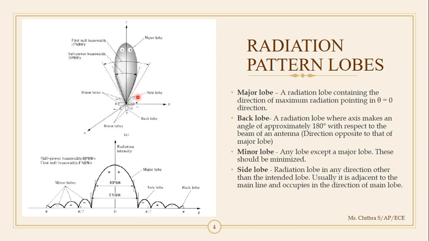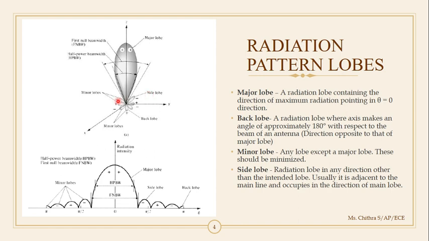And the next lobe is the side lobe. So side lobe is a radiation lobe in any direction other than the intended lobe. So we can see here the lobe that is adjacent, means next to, the lobe that is present adjacent to your main lobe, this is what we call to be the side lobe. And because of the side lobe also, there will be a power loss. So we should try to minimize the side lobe also.